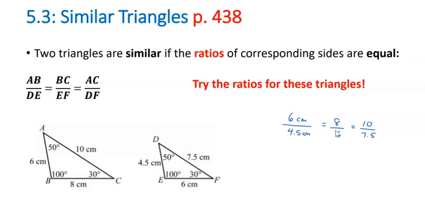If you take your calculator and take 6 divided by 4.5, you get a decimal of 1.3 repeating. And if you take 8 divided by 6, you get the exact same decimal. And 10 divided by 7.5, again, you get 1.3 repeating. So when the ratios work out to be equal, then you know that the triangles are similar.